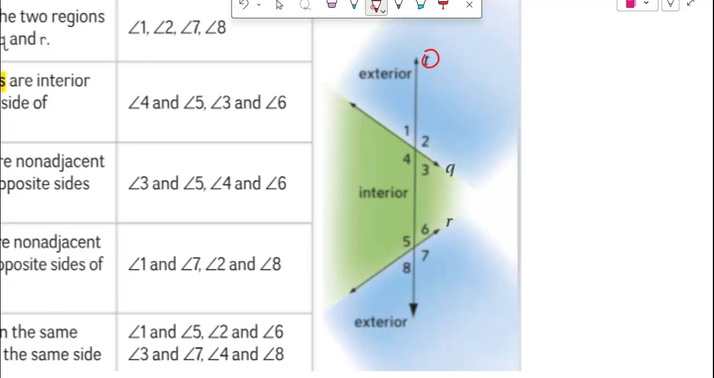How many angles are formed on this picture? 8. Okay, so notice something about a transversal. Every time we get a point of intersection, there's 4 angles that are formed. So if this transversal cut through 3 lines, then how many angles would we have in total? 12. If it cut through 4 lines, 16, and so on.